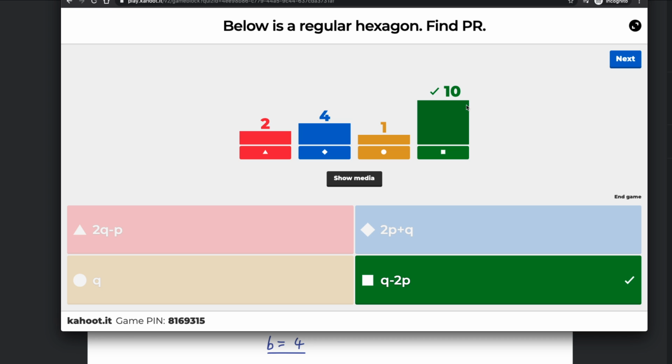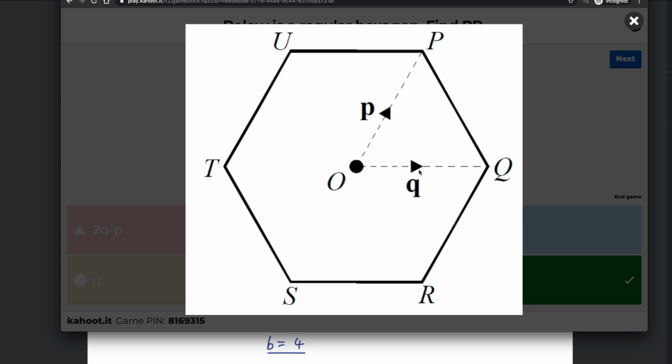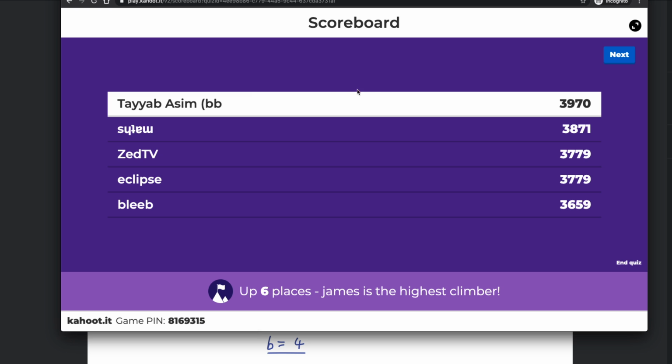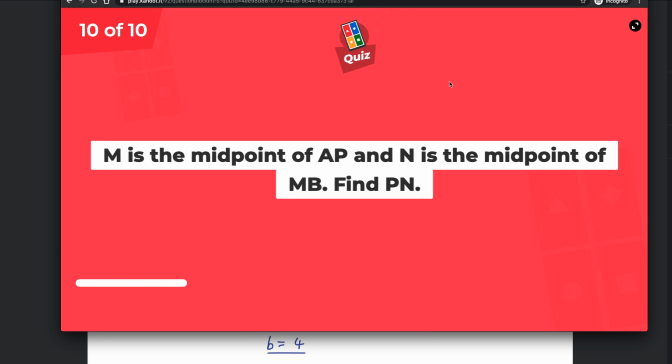Q take 2P. Good stuff. Tayab in the lead. Last question.